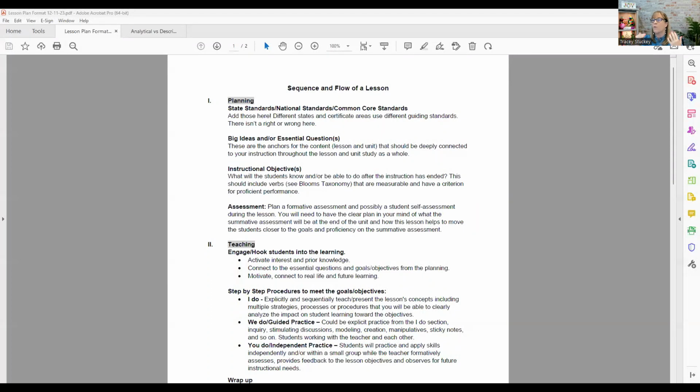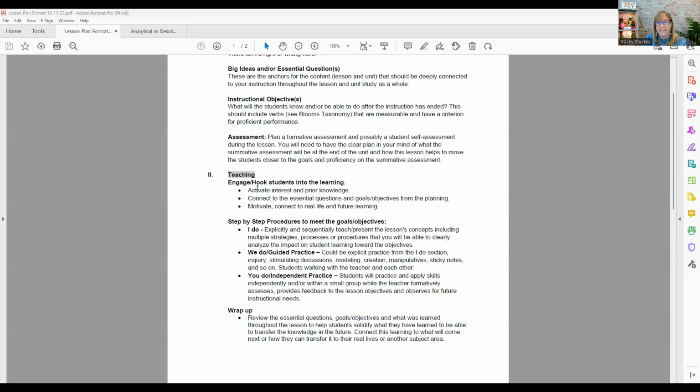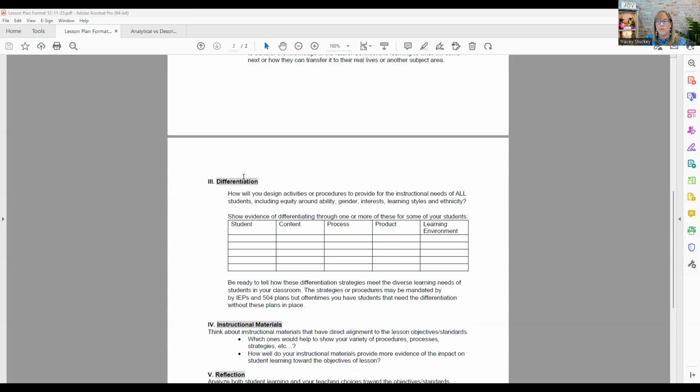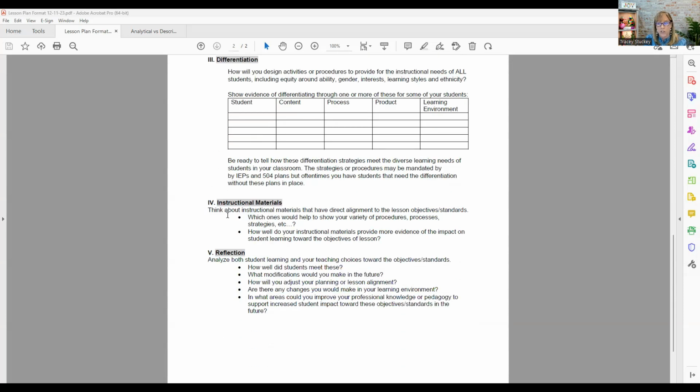So I'm going to show you, this is Tracey's take on this. It's not the only way, it's just a way for any of you that are like, what, I don't understand, what do I do? Let's look at this from a general standpoint, and then we're going to try to attach feedback statements to it. So the first thing you're doing is actually planning. We'll go back to this in a minute. Then you're teaching. Then you've got to make sure you have differentiation, instructional materials, and a reflection.